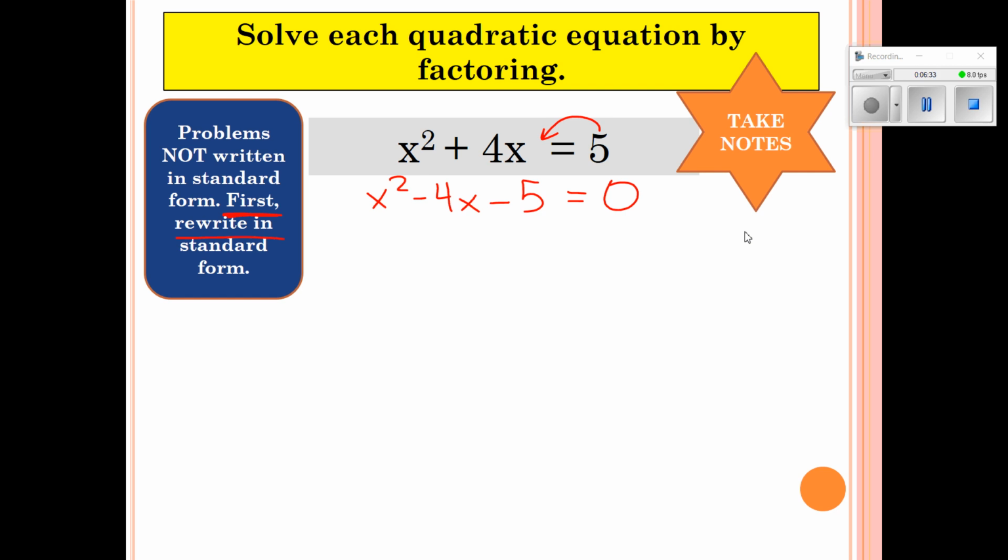Now we're ready to factor. I have 3 terms. The leading coefficient is 1, so I use reverse FOIL. I want two numbers that multiply to get negative 5 and add together to get negative 4. Here's my pair, so that would be x plus 1, x minus 5. We're going to set both of those equal to 0.